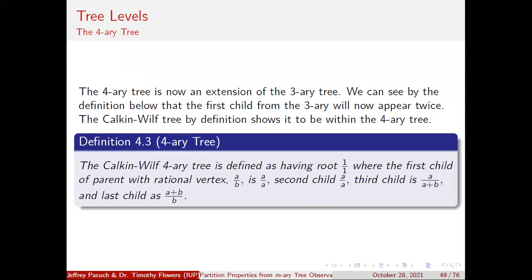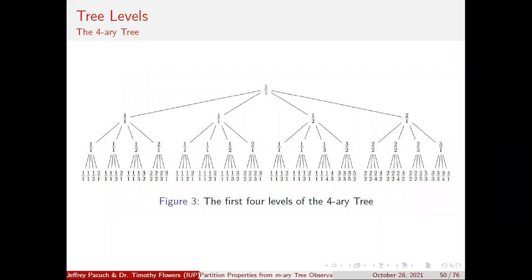So we can easily see that the 4-ary tree is an extension of the 3-ary tree. If we were to look at the expansion of this, it does get quite large. It's a lot of fun to type in TeX. We start with the root 1 over 1 again. We'll have 2 children of that, a over a, and then we have the last 2 as a over a plus b and a plus b over b. And they do get quite large very quickly.